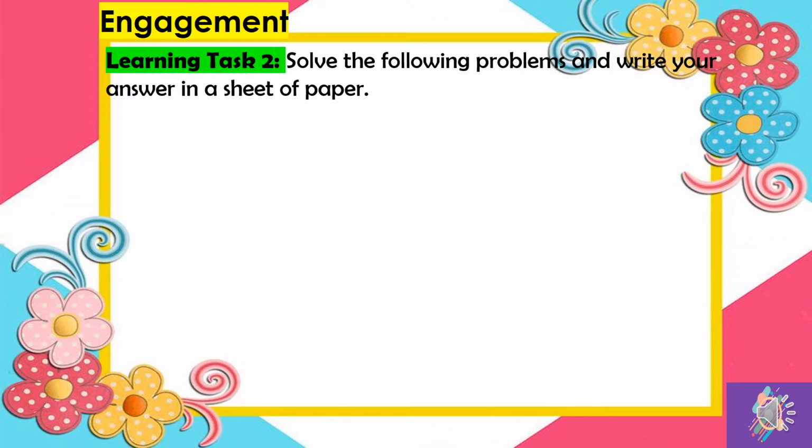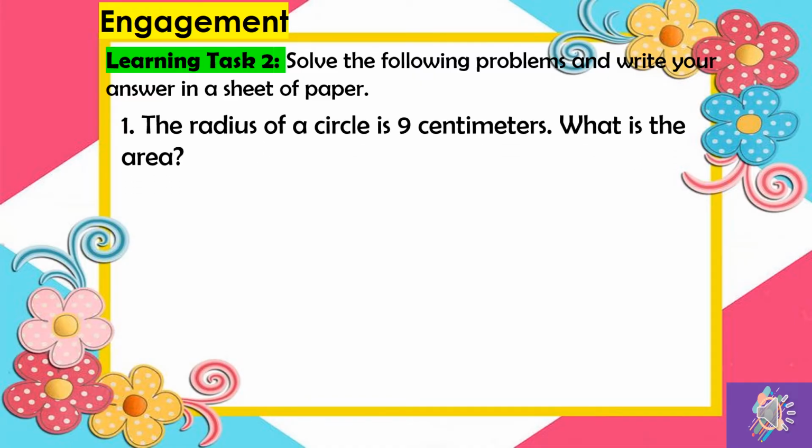For the engagement learning task 2, solve the following problems and write your answer on a sheet of paper. For problem number 1, the radius of a circle is 9 centimeters. What is the area?